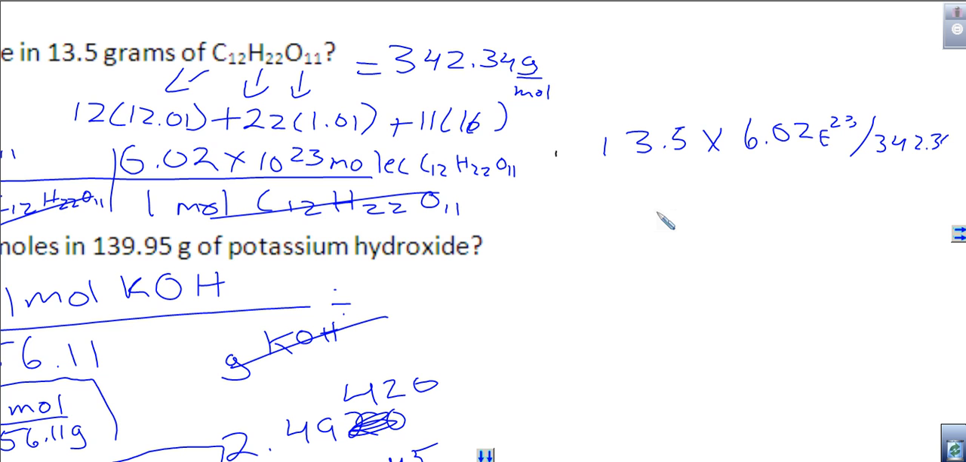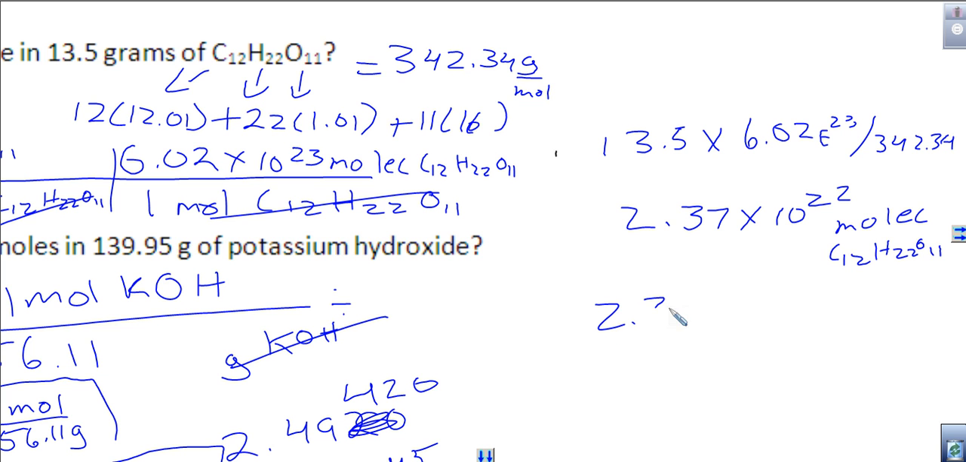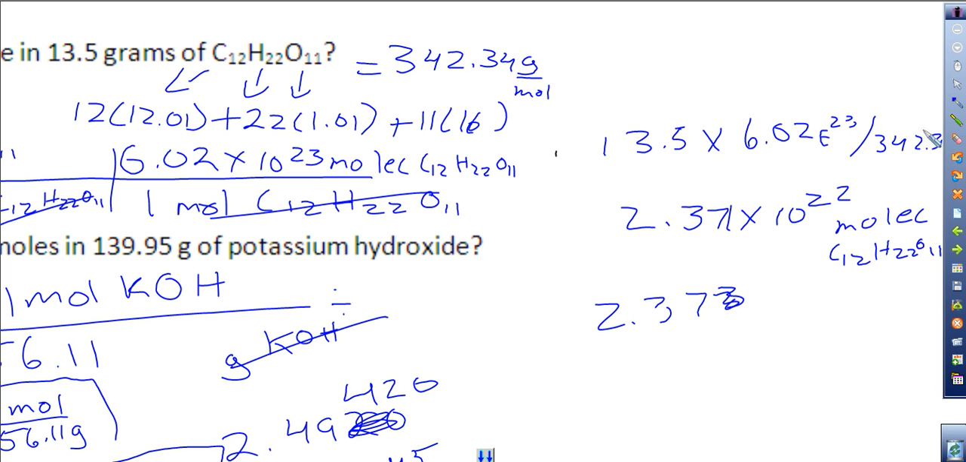Which is going to be what, guys? Say again. So you end up getting 2.37 times 10 to the 22nd molecules C12H22O11. So you actually get 2.373, but because we only have 3 sig figs in our answer, we just count that off, and whatever is inside this box right here is considered a significant figure. So our final answer, 2.37 times 10 to the 22.